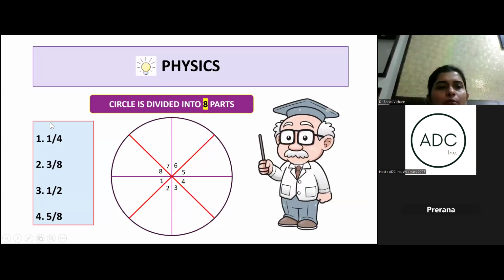Okay, so I was talking about where we derived these names, 1/4, 3/8, from. I'll be explaining in this diagram. So here is this circle which is divided into 8 equal parts.